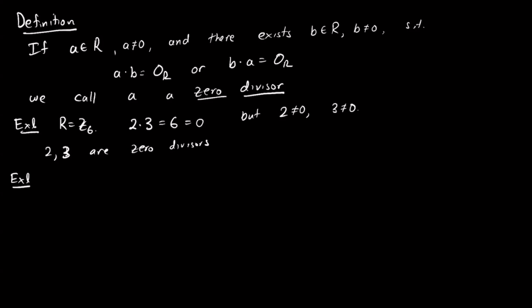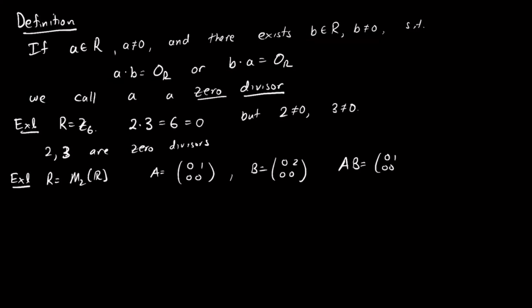What other examples are there? Well, what if I let my ring be the set of 2 by 2 matrices, let's say over the reals? I can consider the matrix A to be [0, 1; 0, 0], and the matrix B to be [0, 2; 0, 0]. One thing I'll notice right away is that A times B, which is [0, 1; 0, 0] times [0, 2; 0, 0], is [0, 0; 0, 0]. And so we see that A and B are both zero divisors. They're two non-zero objects that I can multiply and get my additive identity. So we'll say that A and B are zero divisors.